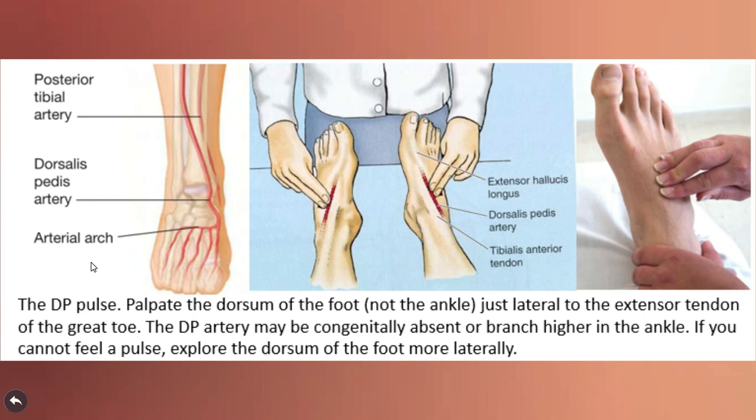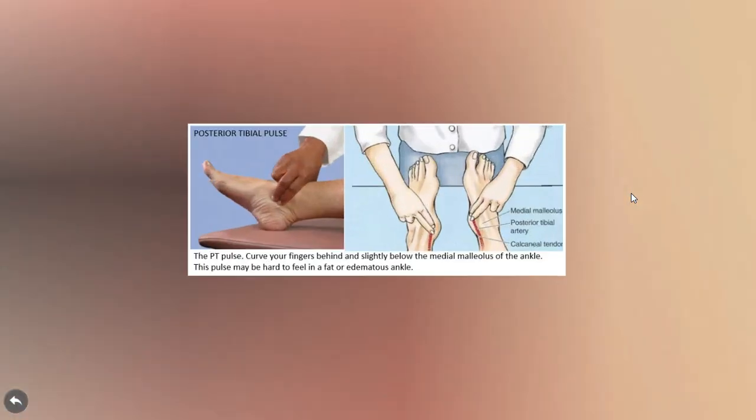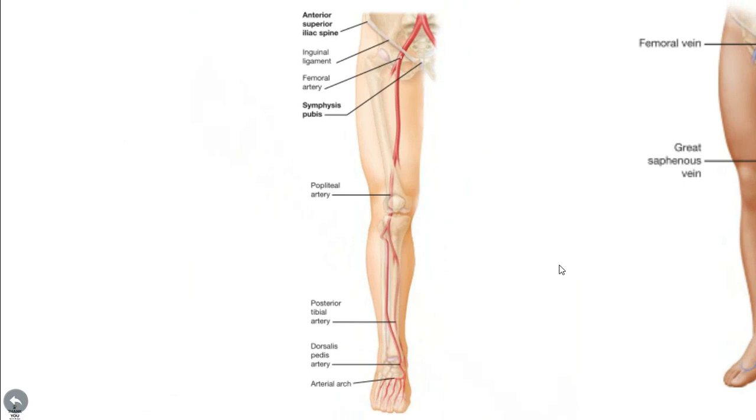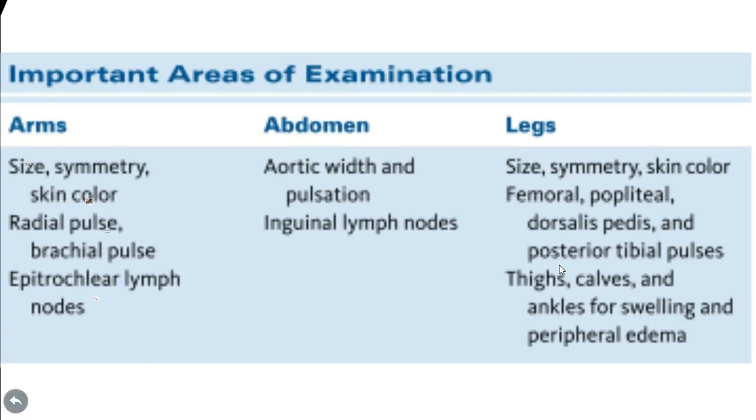Next is the dorsalis pedis artery. Palpate the dorsum of the foot, just lateral to the extensor tendon. This is the extensor tendon, but the pulse can be absent. You cannot feel a pulse on the dorsum of the foot more laterally. Next is the posterior tibial pulse, in this area, slightly below the medial malleolus of the ankle. Okay, we are already finished with the pulses.